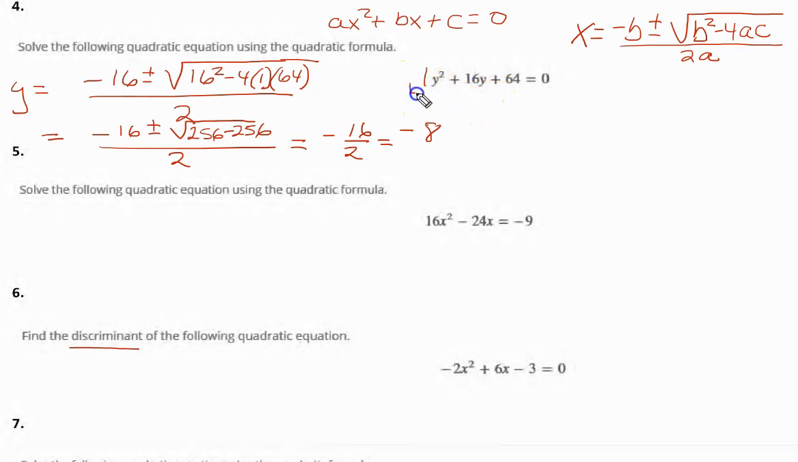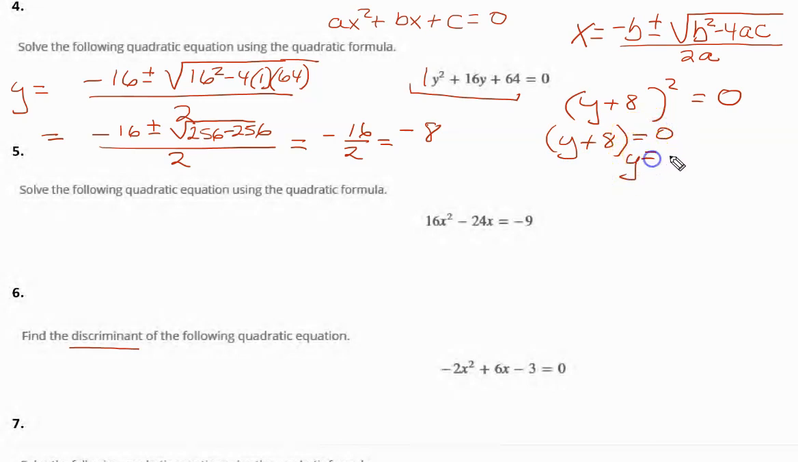Now, I don't know if you've noticed something here, but this is a perfect square trinomial that could be factored into a binomial square. This is y plus 8, the quantity squared. So if you were going to solve this, it's going to be y plus 8, well, you don't need the parentheses, equals 0. So y here equals negative 8. And that's what we got using the quadratic formula.